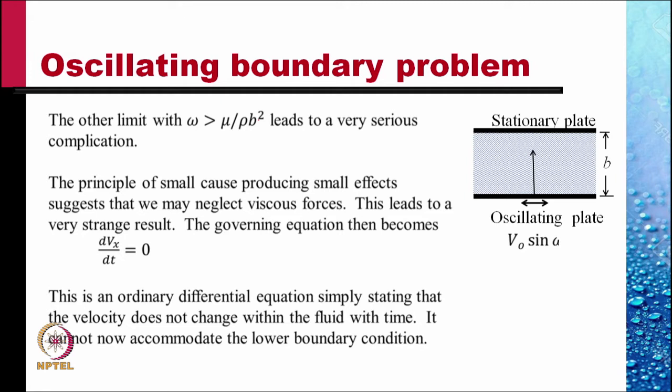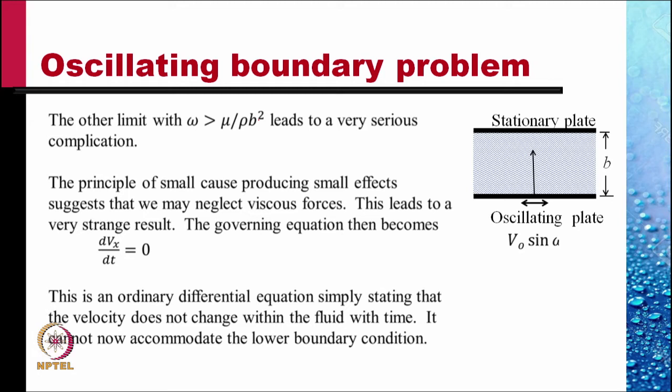The other limit, where the frequency is large, angular velocity is larger than mu divided by rho b square, from the same formulation leads to a very serious complication. The principle of small cause producing small effects suggests that we may neglect viscous forces if omega is much greater than mu divided by rho b square.